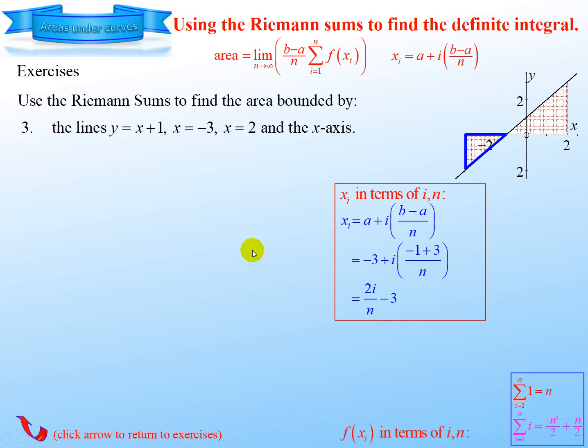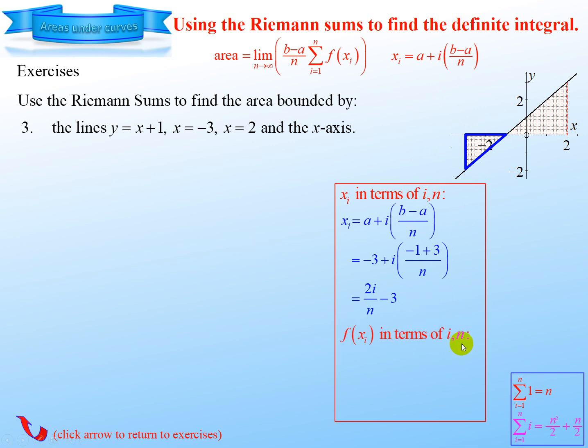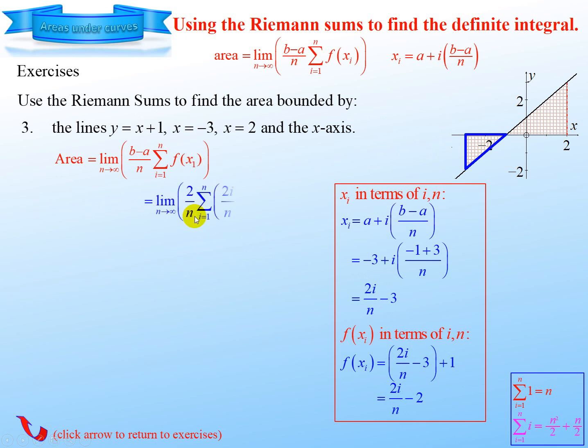Now we need to know f of xi in order to put into this equation. So I'm going to take the 2i over n minus 3 and I'm going to substitute it for x there. Here we are. And it simplifies to 2i over n minus 2. So there we are. Once again, that's f of xi. And I've substituted 2i over n minus 2 for f of x, because that's what f of xi is equal to. Next steps, separate the sigmas.